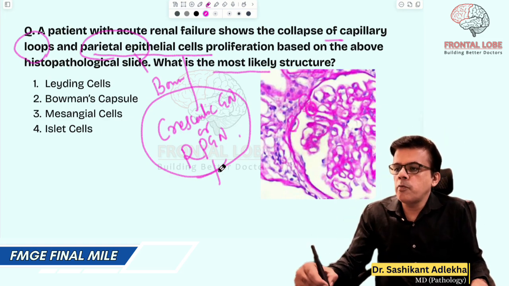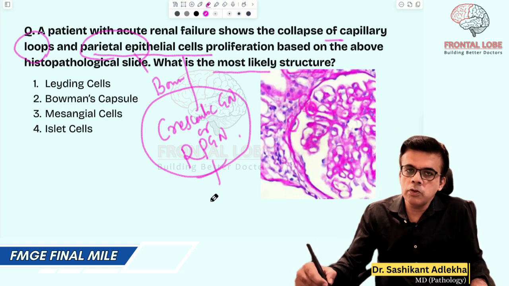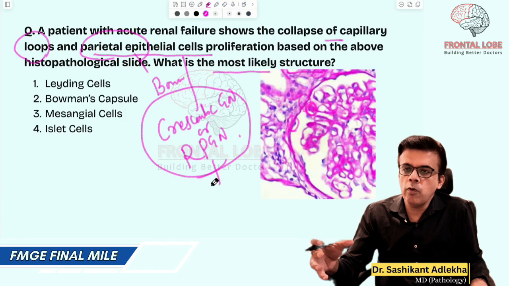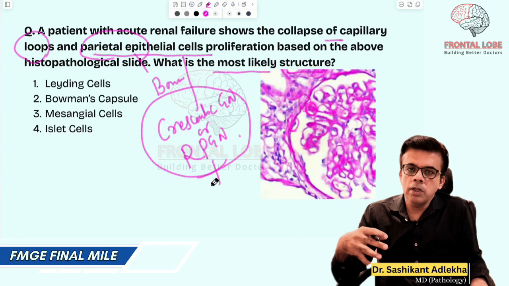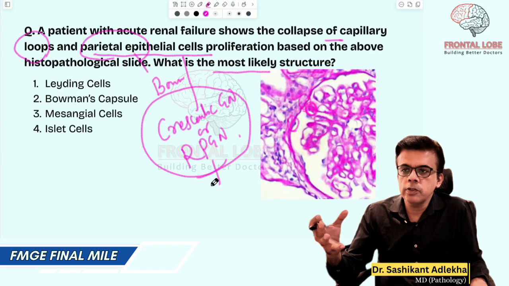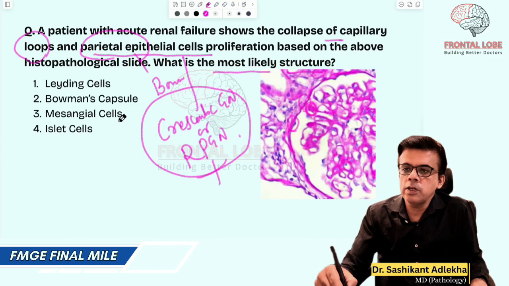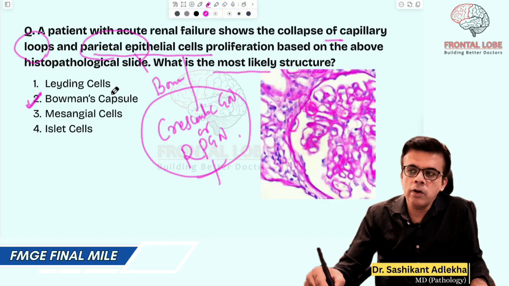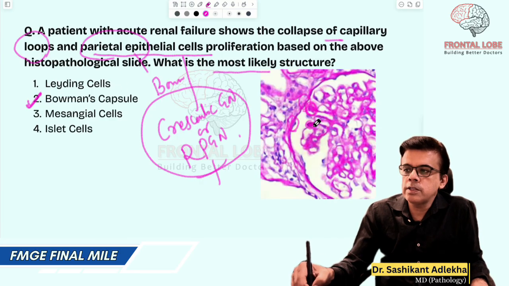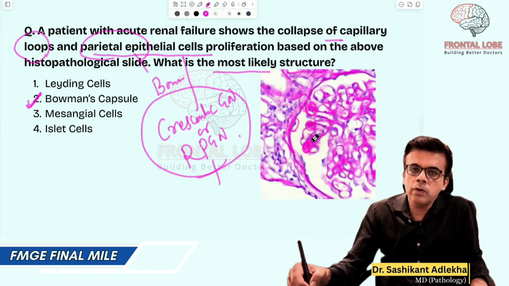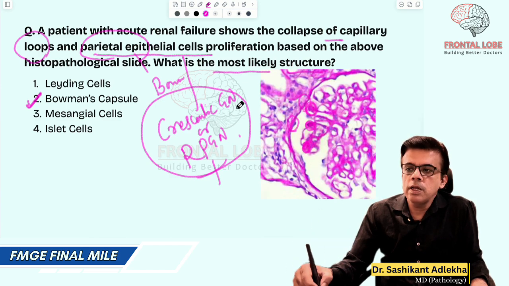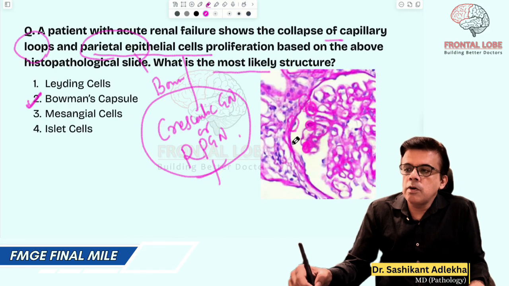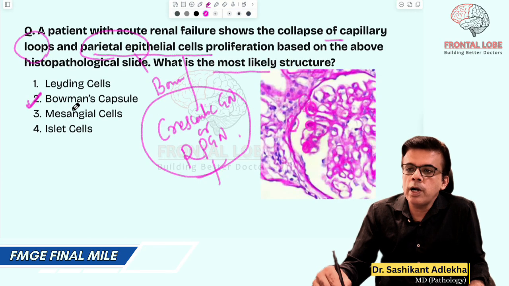Apart from that, fibrin, macrophages, those are also the constituent of crescent. So crescent gets formed in the urinary space that blocks the urine outflow, and rapidly deteriorating kidney function is being noted. Here the structure is Bowman capsule, and the parietal cell is the outer layer of Bowman capsule, and the inner layer is called the visceral layer, which is basically the outer layer of the glomerular capillaries. Parietal layer and visceral layer both are part of Bowman capsule. So Bowman capsule is the correct answer.